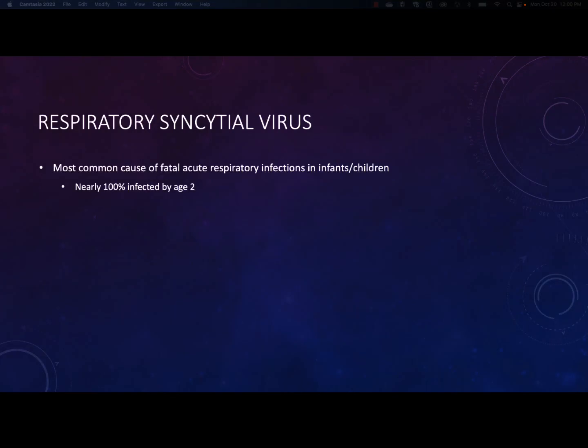Paramyxovirus is called Respiratory Syncytial virus. This is one that is very common in children, and it's actually one of the most common causes of fatal respiratory infection in infants and children. And some studies estimate that nearly 100% of children are infected by the age of 2.